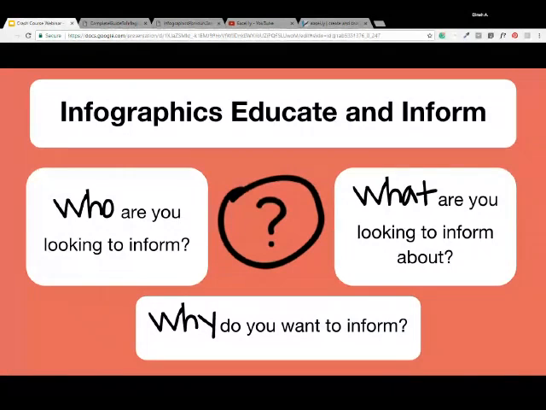Because at the end of the day, if you don't know what your goal is for this infographic, there's really no point in creating it. You really want to have a goal in mind in terms of why you want to take the time to build out this infographic.